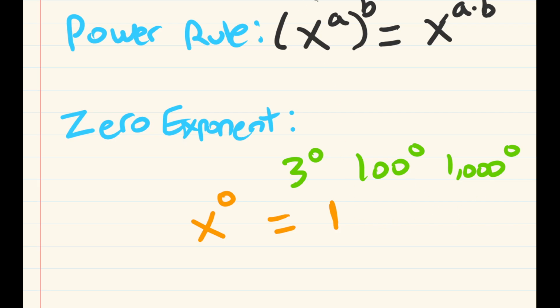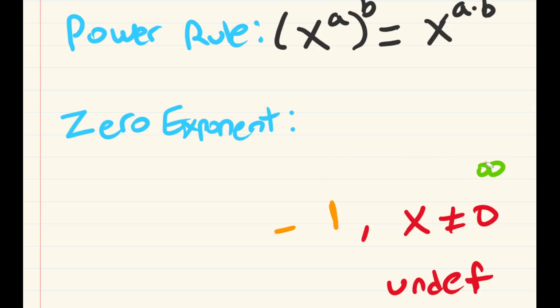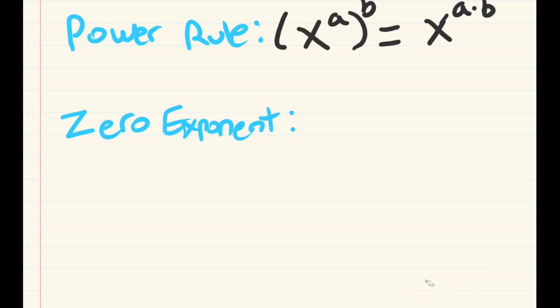Now there's one exception. As long as x itself is not 0. Because 0 to the power of 0 is undefined. And that is something we can't do in mathematics, same as dividing by 0. 0 to the power of 0 we can't do, but any other number to the power of 0 is 1. So that's the 0 exponent rule. Let me erase these. Let's just write it down. That is x to the power of 0 equals 1, as long as x is not 0.